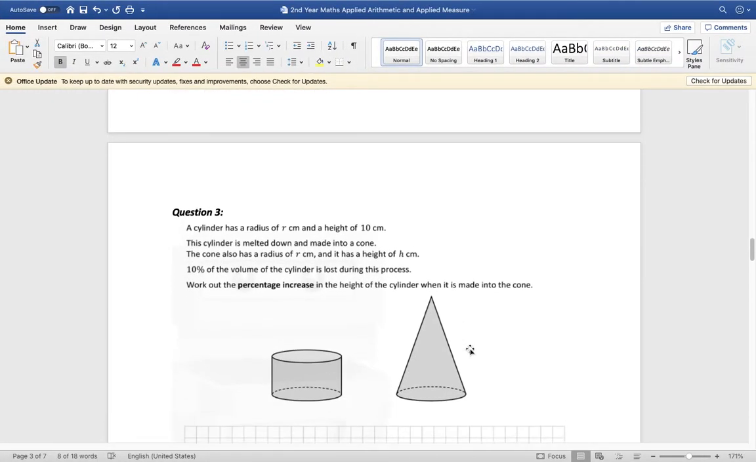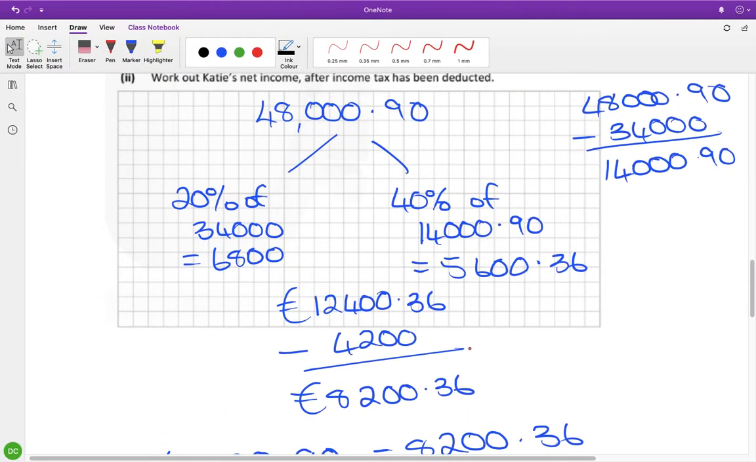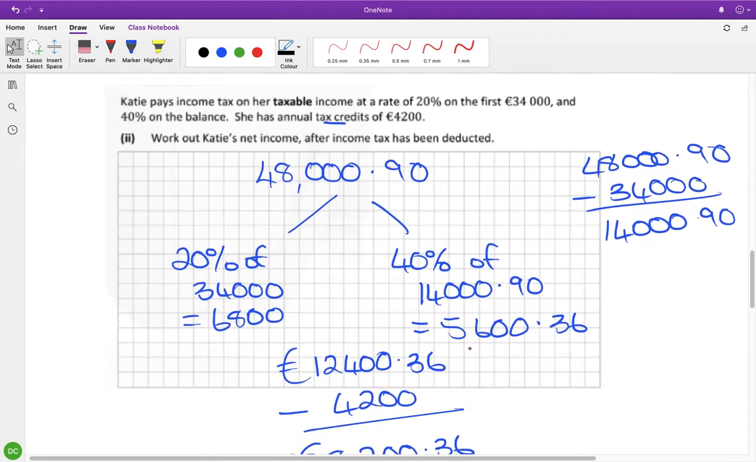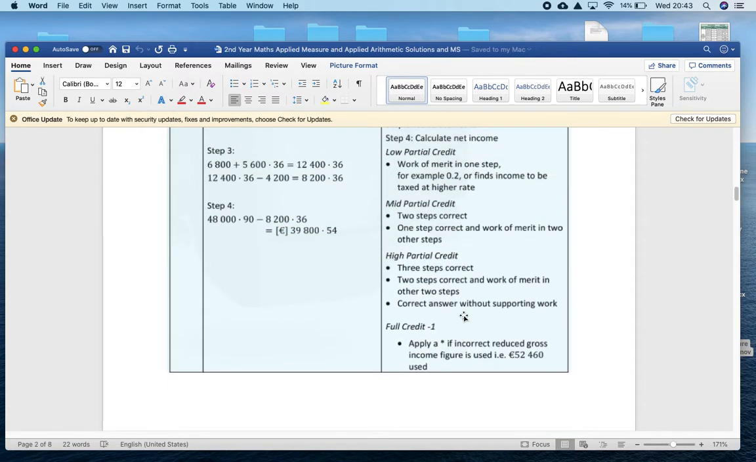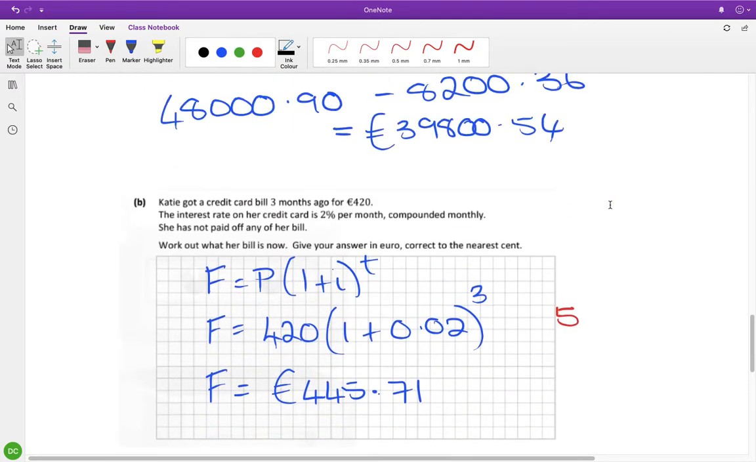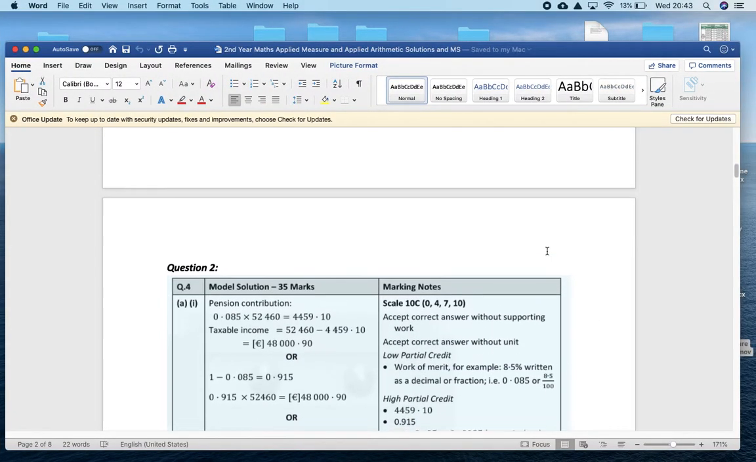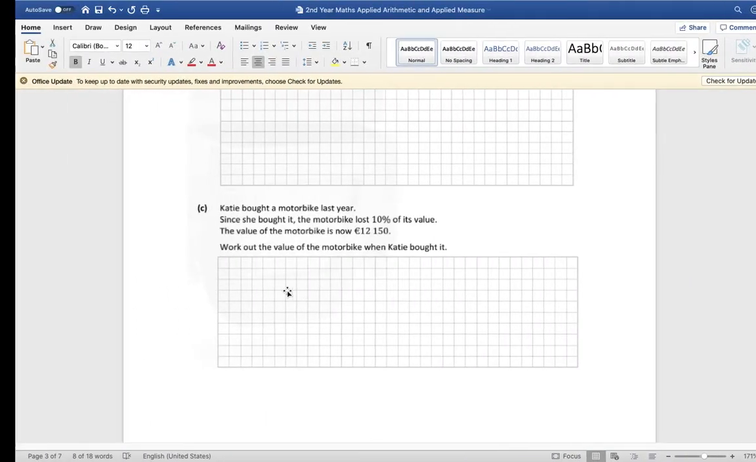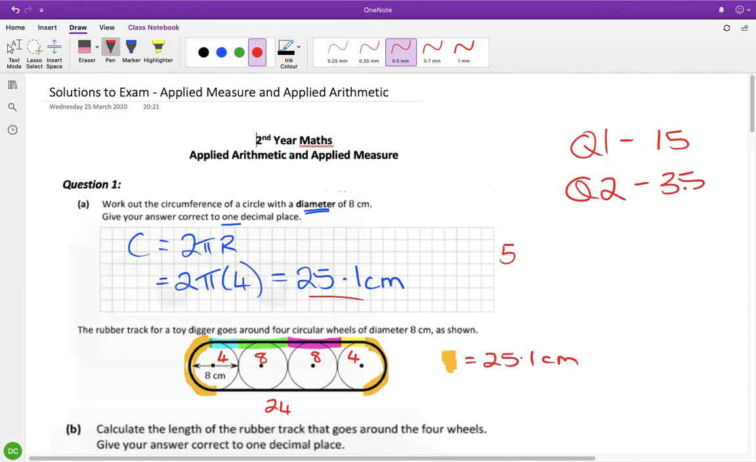If I go back, that's the end of that question. So 10, that's 15. What was that one worth? Katie's net income. That was worth 10 as well. I didn't write that one in. Okay, so where was I? 15, so that's 25 and 35. Does that sound right? Yep, 35. So question 2 should be marked out of 35. Okay, question 3.